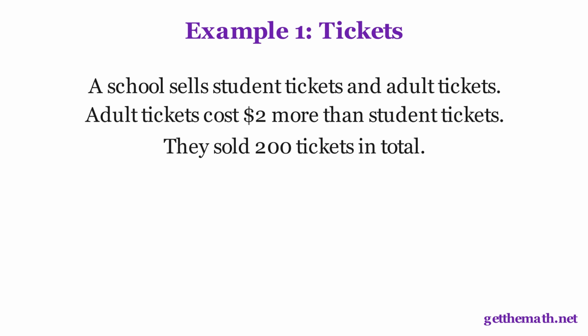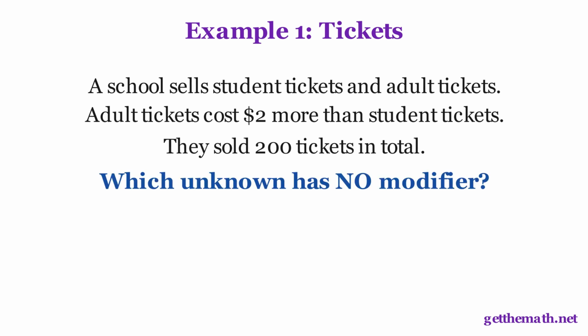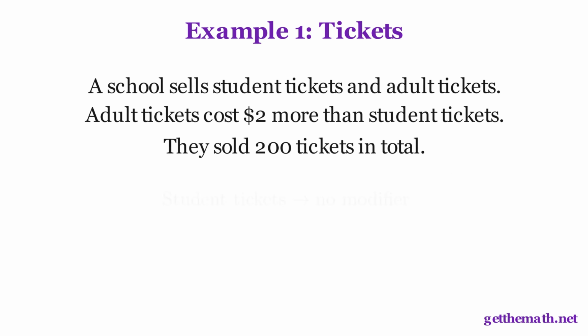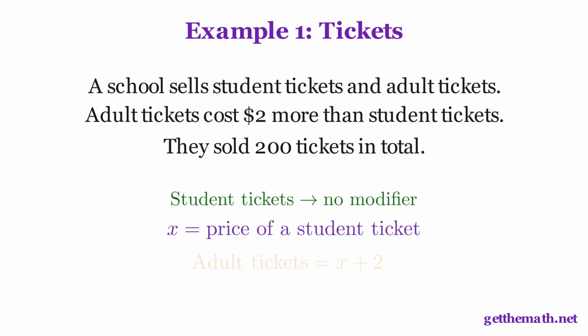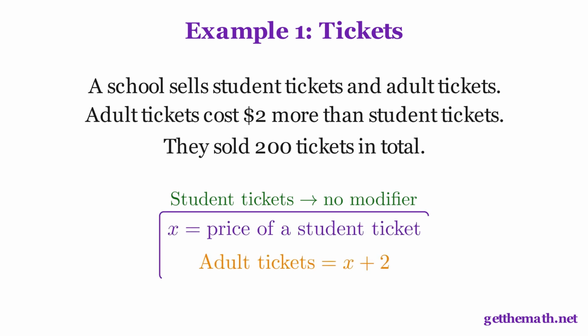But adult tickets are described as $2 more than student tickets. That means student tickets are the base, the one with no extra information attached. So we let x equal the price of a student ticket. Then adult tickets are x plus 2. Student tickets are x because they have no modifier. Adult tickets are built around x, because the problem describes them relative to students.